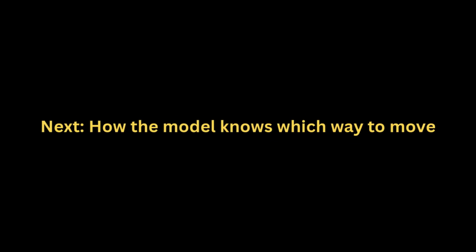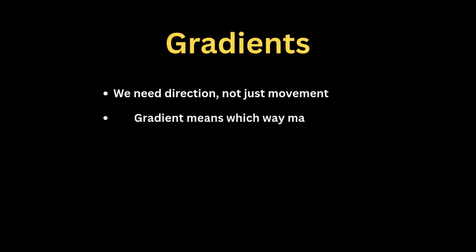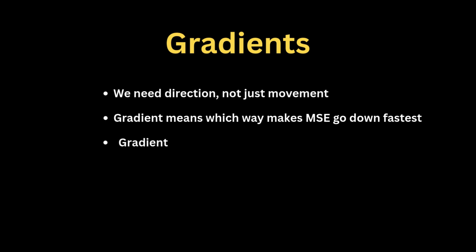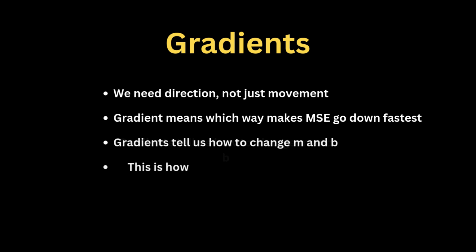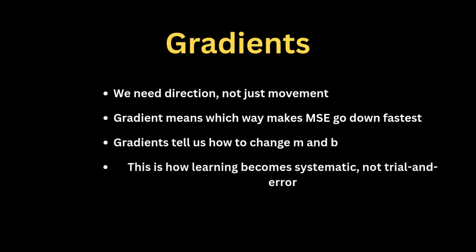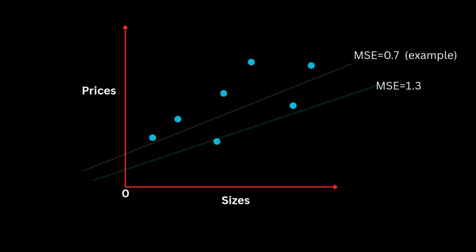The only question left is, how do we know which direction to change M and B? That's where gradients come in. So we need direction, not just movement. Gradient means which way makes MSE go down fastest. Gradients tell us how to change M and B. This is how learning becomes systematic, not trial and error.